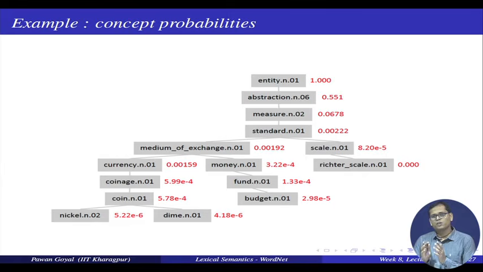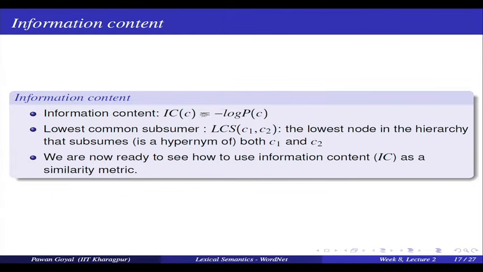Now how do I use this concept probability to define my edge weights? I will convert them into some information value. What is the information content of each concept? The information content can be directly obtained from the probability values by using minus log probability. The idea is that if the probability of something is very high, it does not have much information, but if the probability is low, it contains a lot of information. So I use the information content of a concept as minus the logarithm of the probability of that concept.